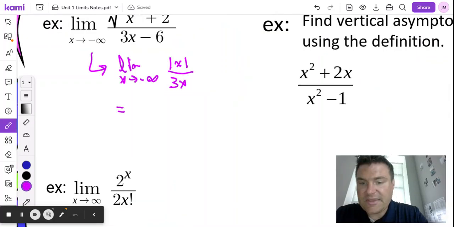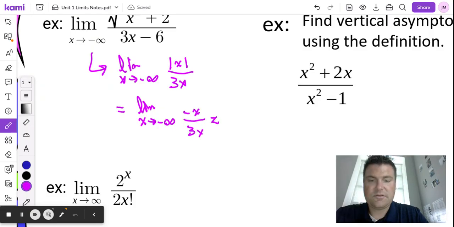Sorry, my Cami is deciding not to work very well, so this handwriting is going to get worse. But you know what? We're all going to put up with it. So this is going to give me an answer of negative 1/3.